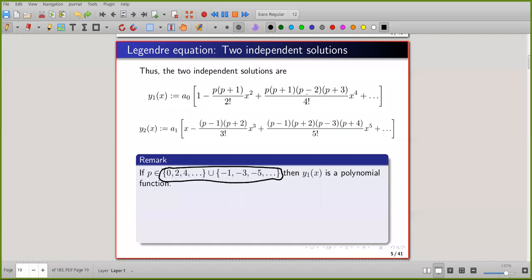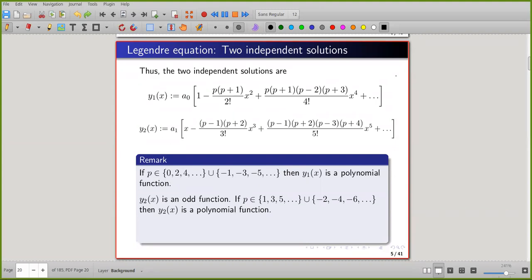If p is 2, then this is going to vanish and all subsequent terms will also vanish. And similarly, if p is 4, and so on. You can easily deduce this from the recursive formula. And similarly, if p belongs to this set 1, 3, 5, and so on, then y2(x) is a polynomial. So this observation is going to be crucial.